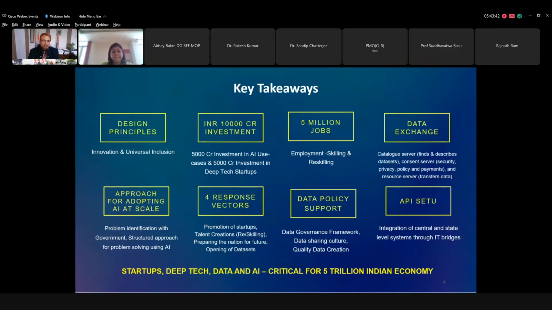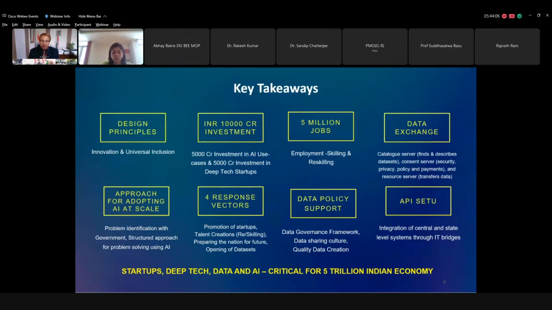The next one was in terms of approach for adopting AI at scale. The suggestions were that problems could be identified with the government, ministry, state governments, etc. And there has to be a structured approach for problem solving using AI. So this was a key takeaway to promote startups in AI and deep tech areas.